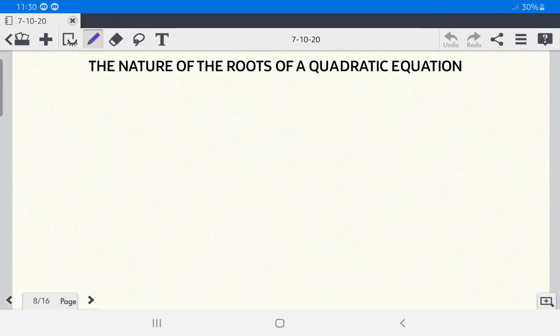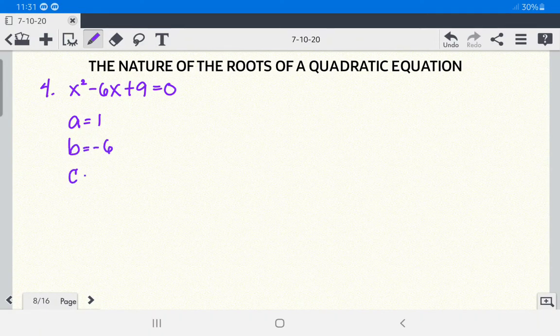Okay. Number 4. Let's say we have x squared minus 6x plus 9 equals 0. So, getting the values of a, b, and c, we have a is 1, b is negative 6, and then c is positive 9. So, using the formula, we have b squared minus 4ac. We have b is negative 6, square it, minus 4 times 1, the value of a, times 9, the value of c.